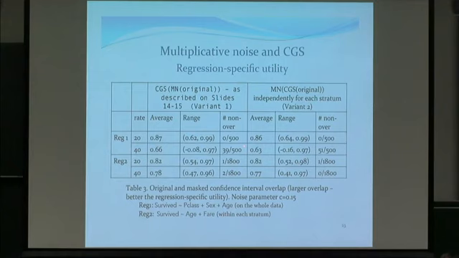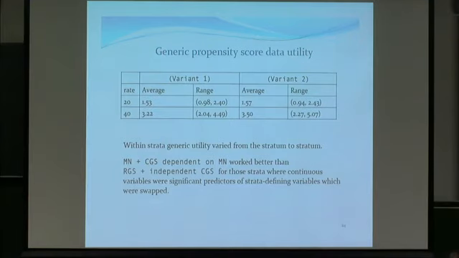And I assume that this is because, again, multiplicative noise preserves the first two moments, and even if they are not as dependent as in this combination, it still gives good results. But if instead of this multiplicative noise I used something much more perturbing, I assume that I would see bigger differences, but I haven't tried yet. And here are the results for the generic propensity score utility.